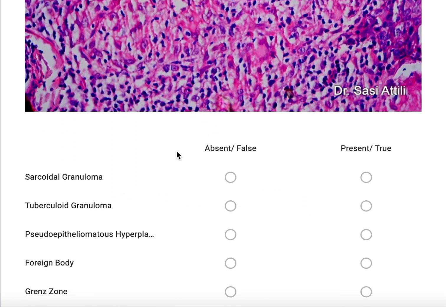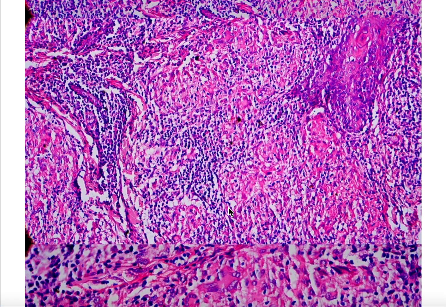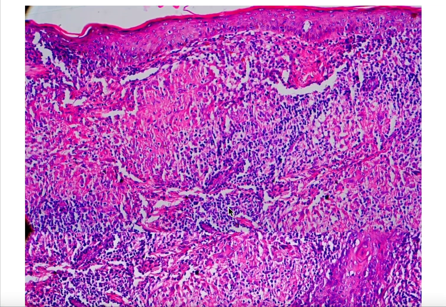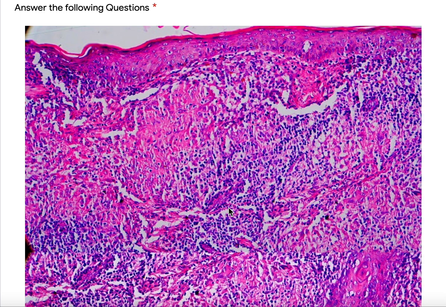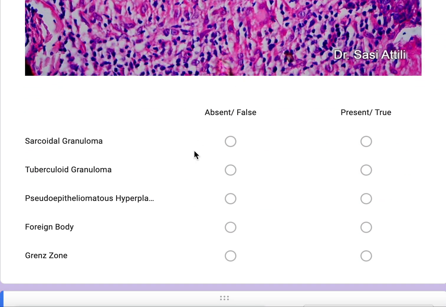So the answer to the questions: this is a sarcoidal granuloma. That is true. Tuberculoid granuloma falls. Pseudoepitheliomatous hyperplasia is absent. That usually is an indicator of lupus vulgaris in a granulomatous setup, or cutaneous TB and other forms. Here there is atrophy instead of epitheliomatous hyperplasia. There is no foreign body, which you may want to think of if you're thinking about sarcoidosis. Foreign body granulomas resemble sarcoidal granulomas.